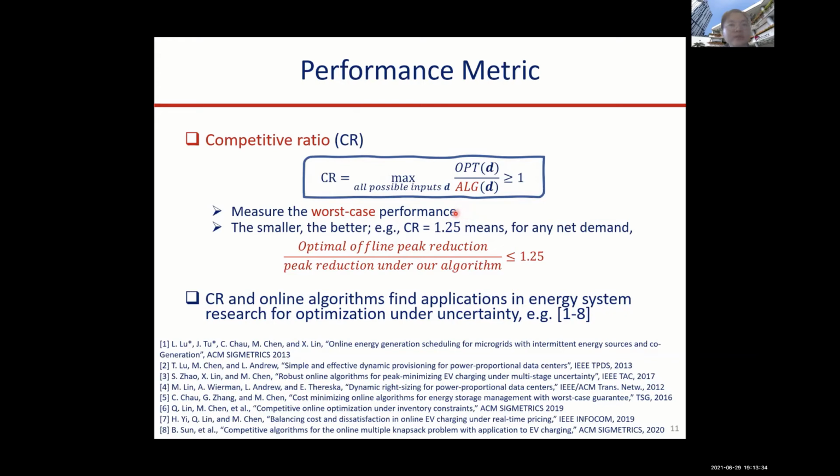If the competitive ratio is 1.25, it means that for any net demand, our online algorithm without prediction can achieve at least 80% of the optimal offline peak demand reduction under the optimal offline case where we have perfect information. Competitive ratio and online algorithms also find applications in other energy system problems. Here we list some papers for your future reference.